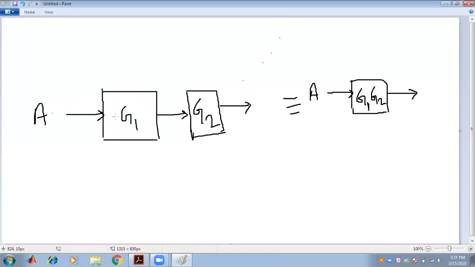So input A is fed in and the gain is G1. After getting the gain, the output at that particular part is AG1. Now this AG1 is multiplying with another gain called G2. So the total output of the blocks is AG1G2. If I go through the other block, the input is A and it gets G1G2, so the output from that block is AG1G2.